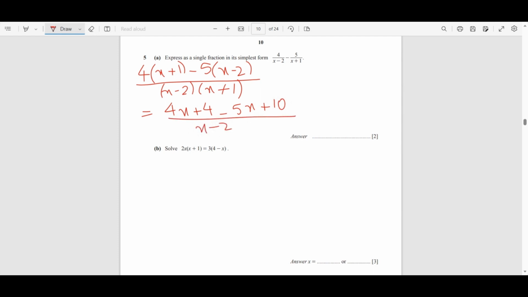You can leave the denominators like this, or if you want, you can multiply the denominators and write it in a quadratic expression form. But it's fine. I like to leave it here so that if any cancellation is maybe happening from the numerator to the denominator, it's easier to identify. So 4x minus 5x is negative x, and then plus 10 plus 4 gives you positive 14, and then this.